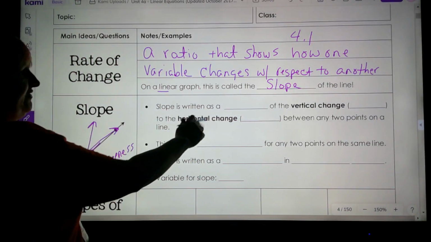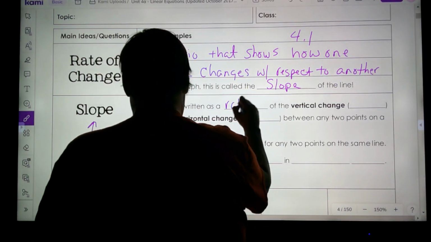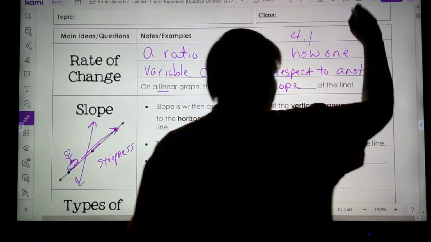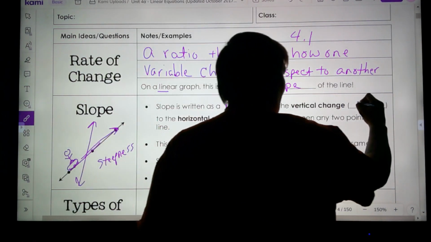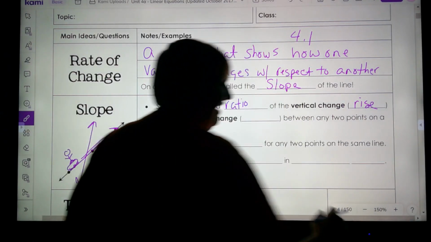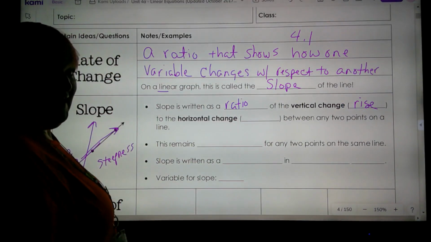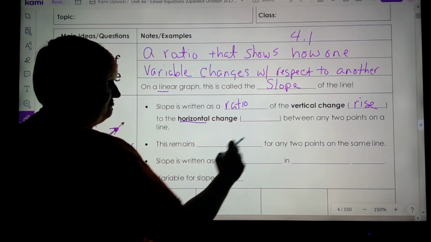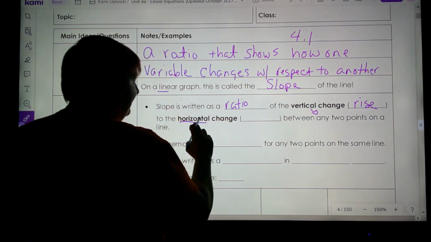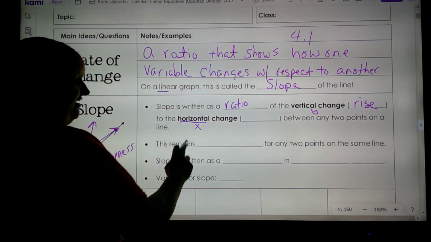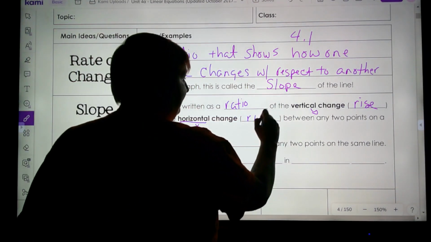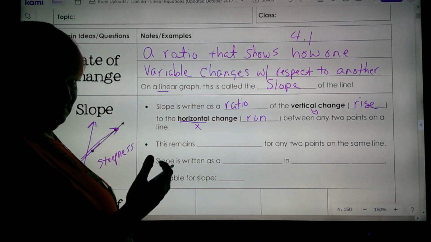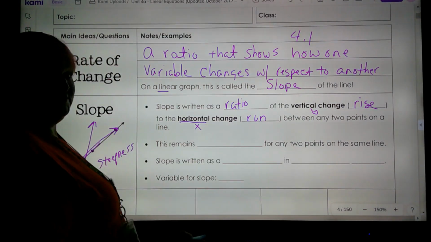Right? Slope is written as a ratio, right, of the vertical change, right, the change in your y-axis, which is also called your rise. You're moving up and down the y-axis. It's called your rise. To the horizontal change on your x-axis, right? So the vertical change is your y, the horizontal is your x, and the horizontal change is your run. You might have heard this called as your rise over run, right? Between any 2 points on the line.